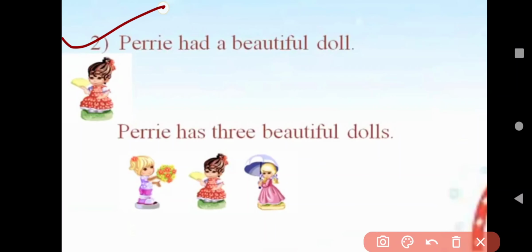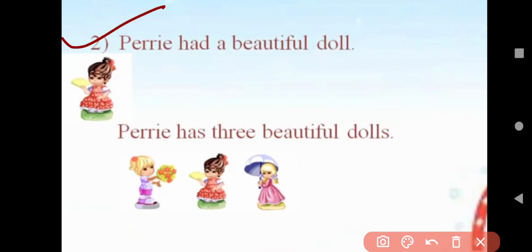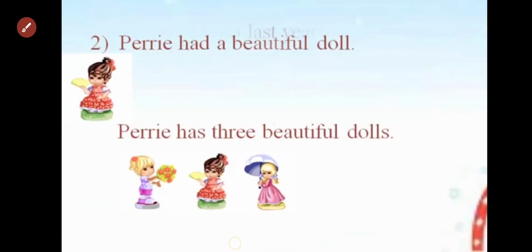Here, Perrie had a beautiful doll. So here we are talking about past time. That's why I used had. Perrie had a beautiful doll. But here Perrie has 3 beautiful dolls. For the present time we are talking about how she has beautiful dolls. And it's present time. That's why we will use has here.